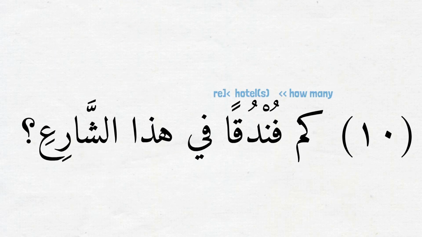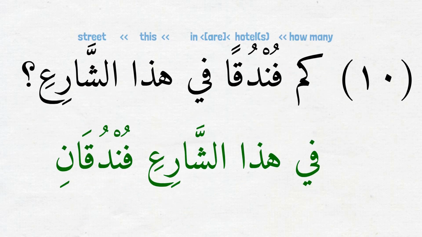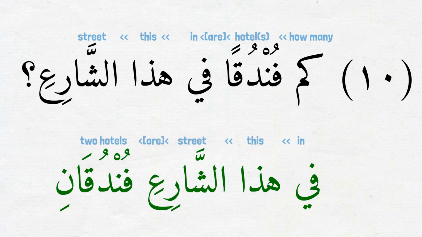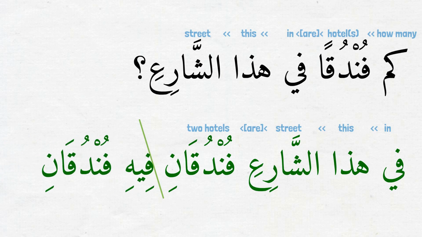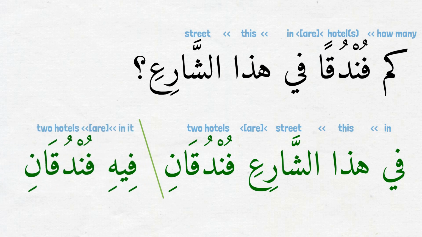Question 10. كم فندقا في هذا الشارع? How many hotels are on this street? What would be your response? في هذا الشارع فندقان. 2 hotels are on this street. Or in short, we could say فيه فندقان. 2 hotels are on it.